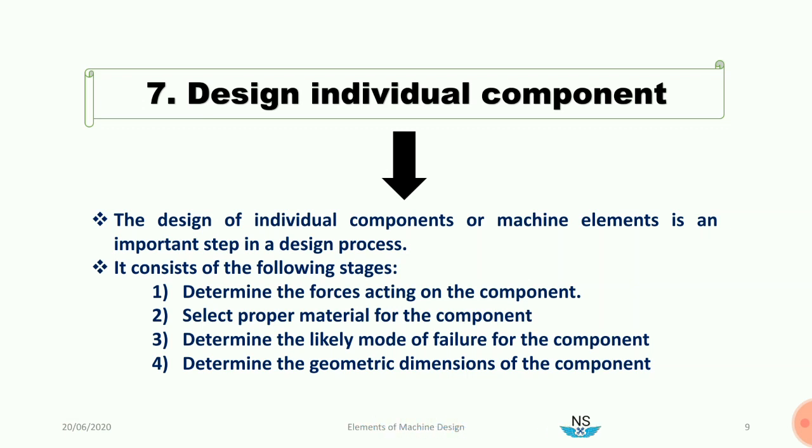The first stage is to determine the forces acting on the component, then select the proper material for the component, then determine the likely mode of failure for the component, and lastly determine the geometric dimensions of the component. So in the whole subject you only focus on these 4 points: determine forces acting on the component, then select the proper material, then determine the mode of failure, and then determine the geometric dimensions of the component.